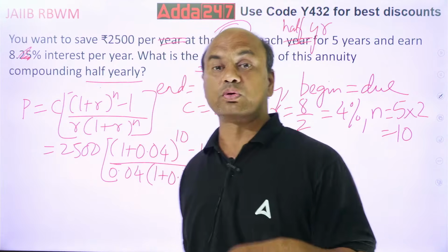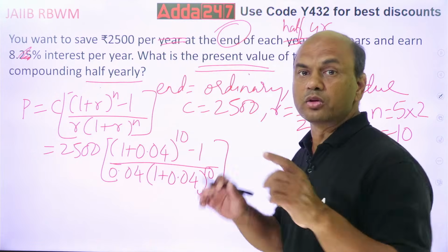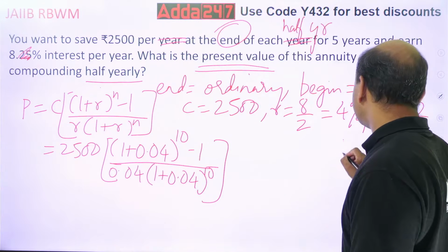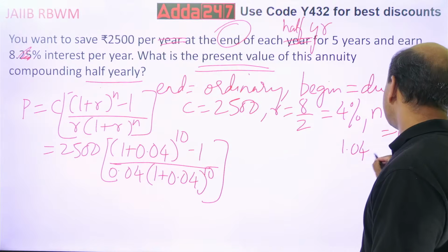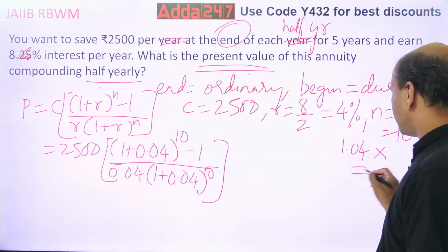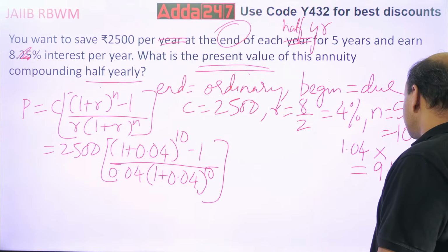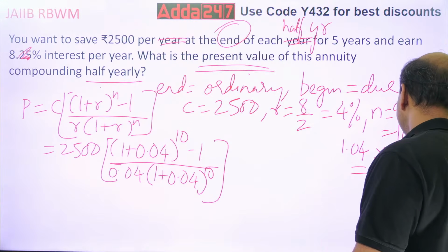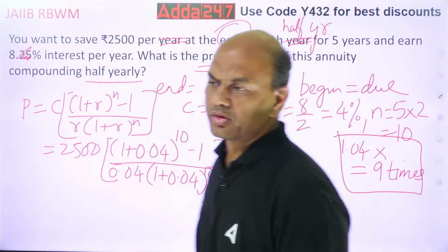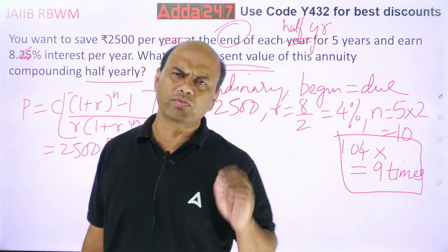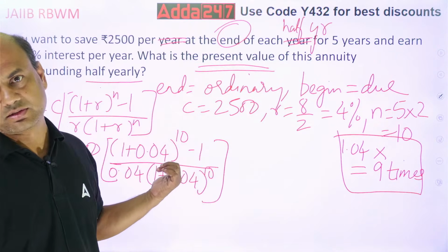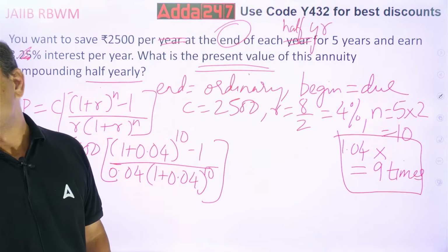1.04 raised to 10. On the normal calci, the black calci which you have, how will you do this? 1.04 into equal to, 9 times. One less, 9 times. Okay? 1.04 into equal to 9 times, one less than what is asked. Okay? So get the answer, everyone.